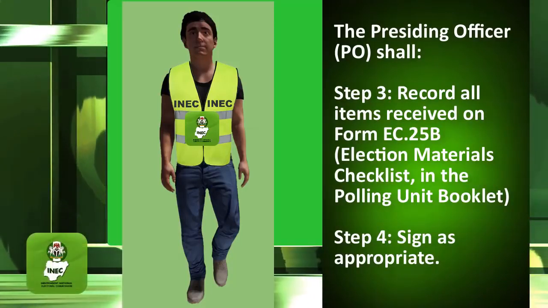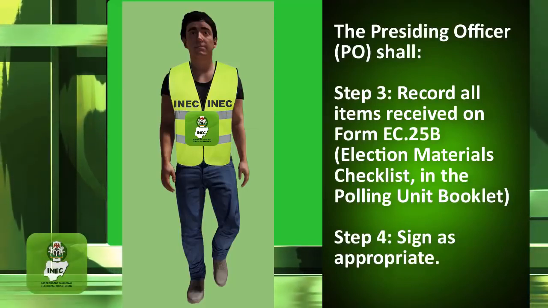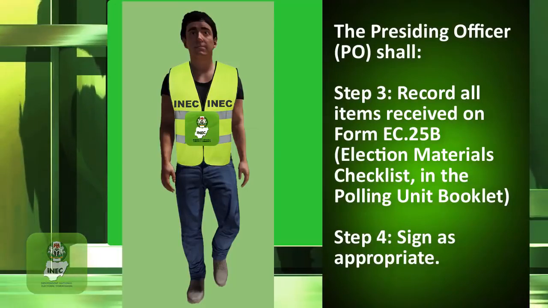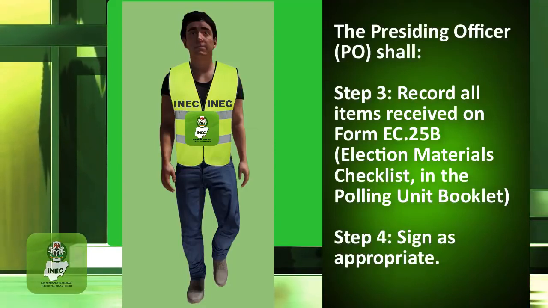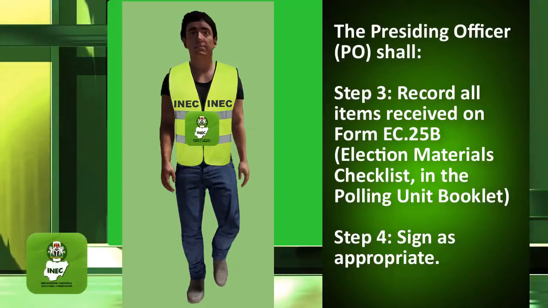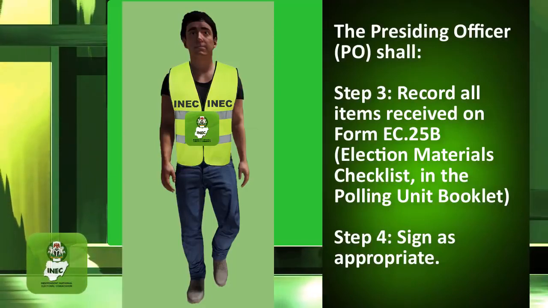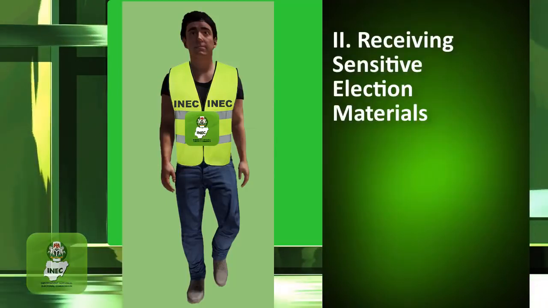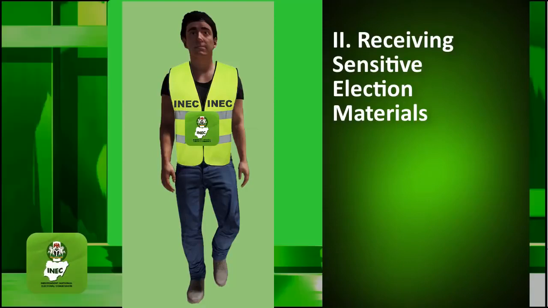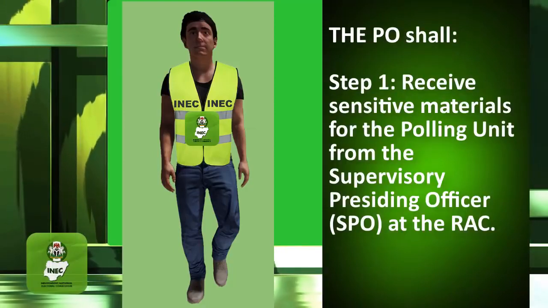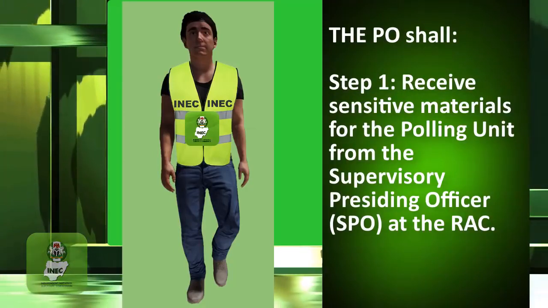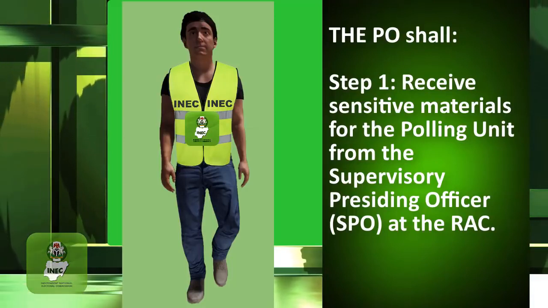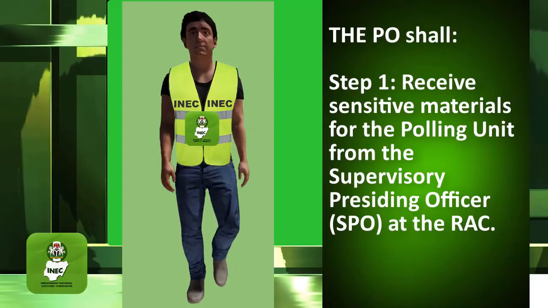Step 3. Record all items received on Form EC 25B, Election materials checklist in the polling unit booklet. Step 4. Sign as appropriate. 2. Receiving sensitive election materials. The PO shall: Step 1. Receive sensitive materials for the polling unit from the Supervisory Presiding Officer (SPO).